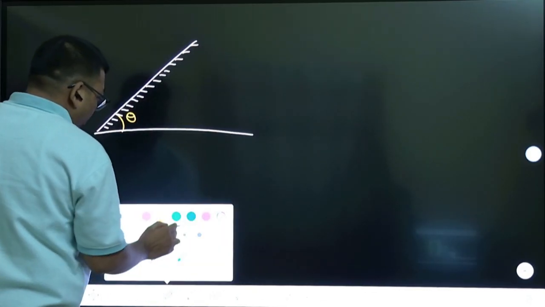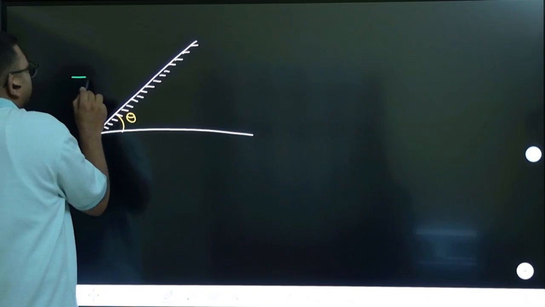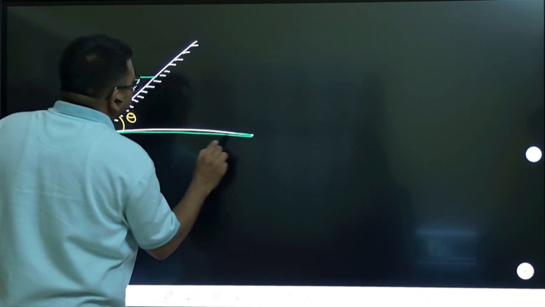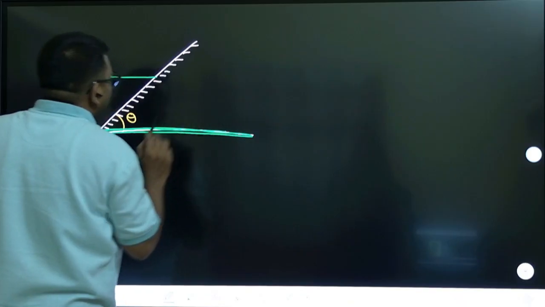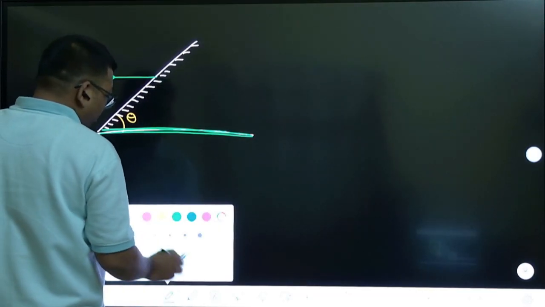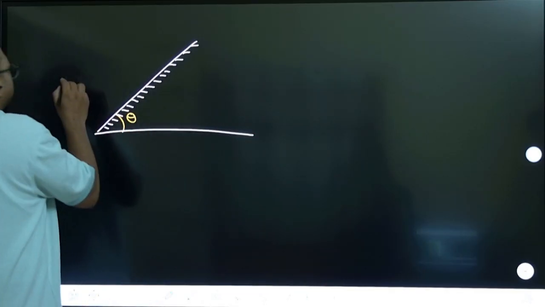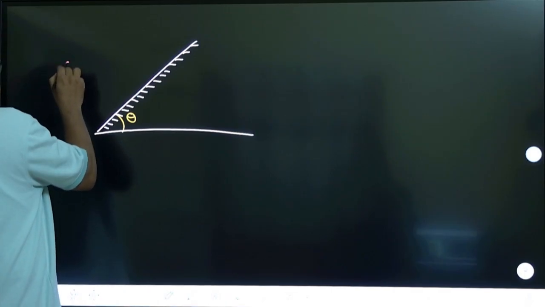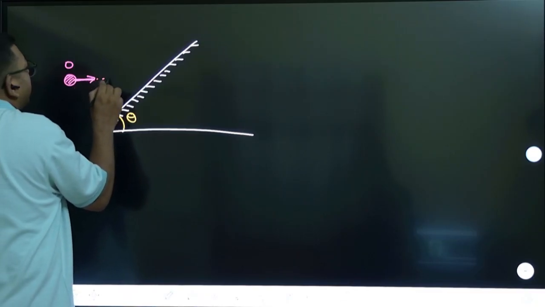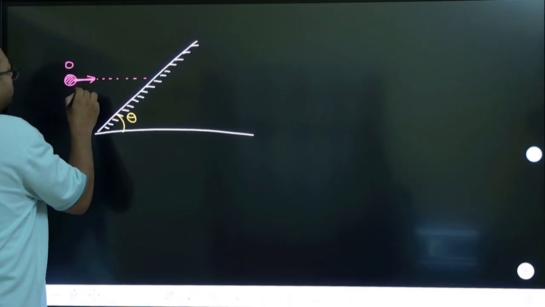And a ray of light is coming like this. This ray is parallel to the base, and you can consider that ray means you can take an object. Sorry, we're taking an object. So there is an object which is moving in this direction, with velocity parallel to the base. And it has some speed. Let us take its speed as 2 meters per second.